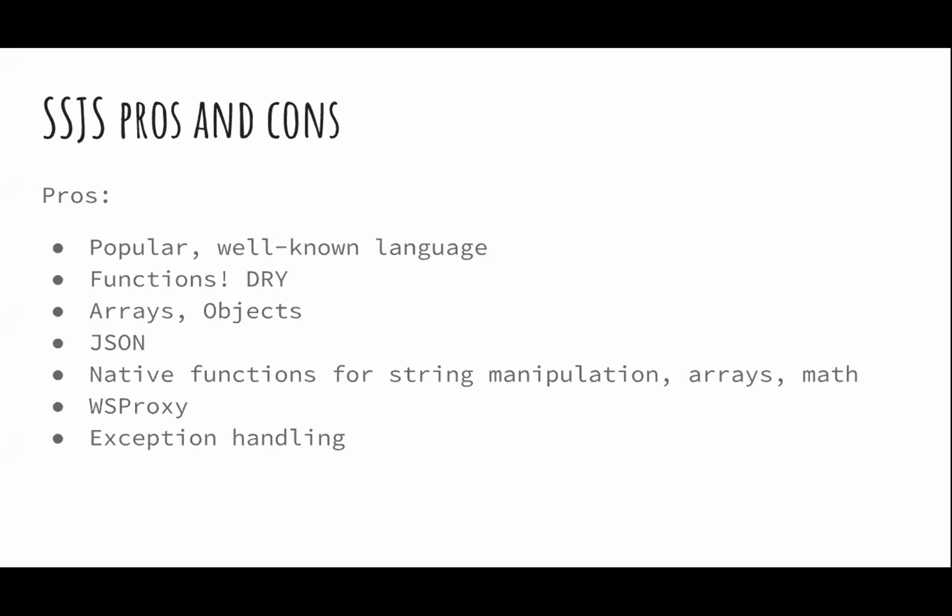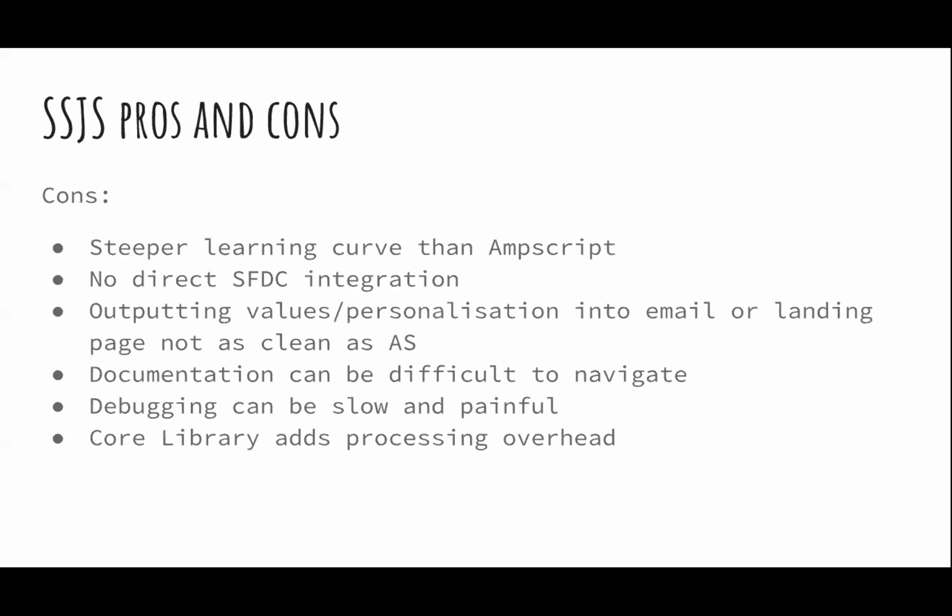Lastly, next is WSProxy. That's a new piece to the scene. I guess they put it in last year. It's a native wrapper for SOAP API methods, so it's fast and relatively easy to use. Exception handling is a pro for SSJS. That's available to handle exceptions in the code, and you get access to better error messages. I'll go into that a little more later.